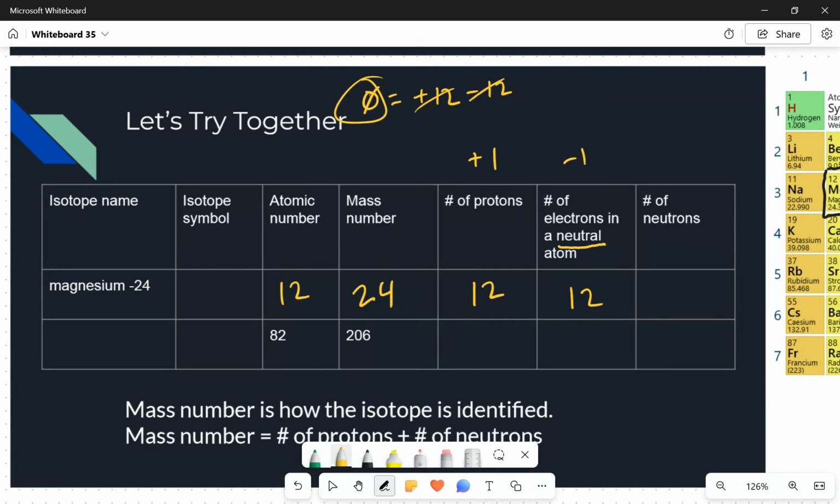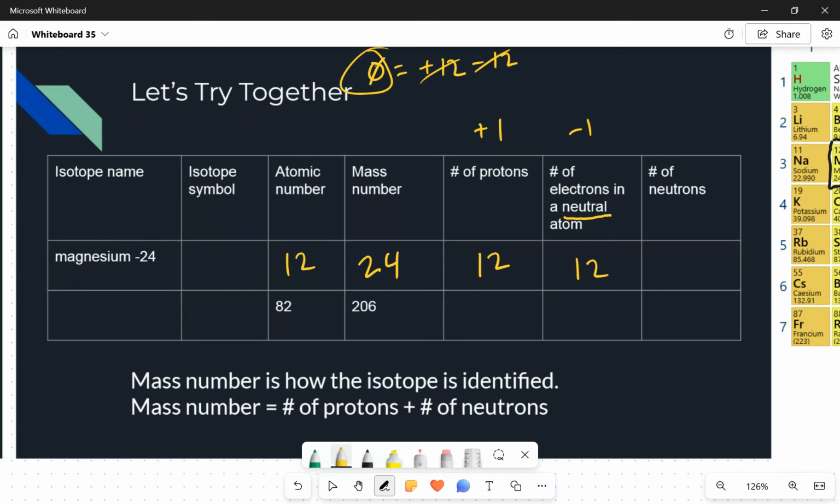I've got 2 boxes left to fill. I need the number of neutrons, but I know that my mass number is equal to the number of protons plus the number of neutrons. So if my mass number is 24, and of that 24, 12 of those are protons, 24 minus 12, I have 12 neutrons.